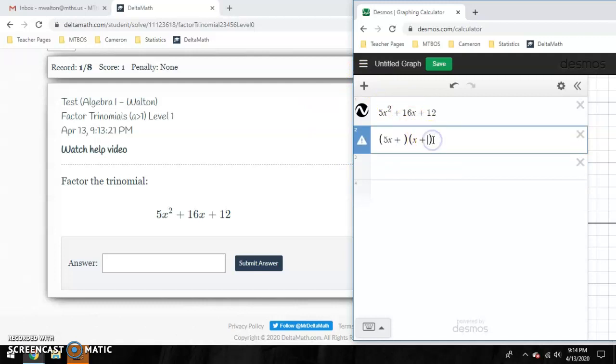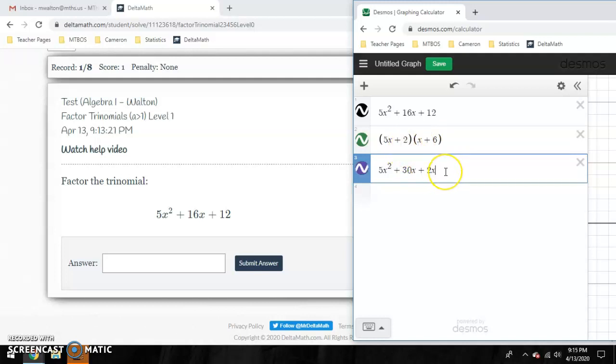I see a good one right here. I'll start this way, 2 and 6. All right, 5x times x is 5x squared. 5x times 6 is 30x. That's kind of a hint that this is probably going to be too big. 2 times x is 2x. And then finally 2 times 6 is 12. That adds up to 32. However, I do see some hope.